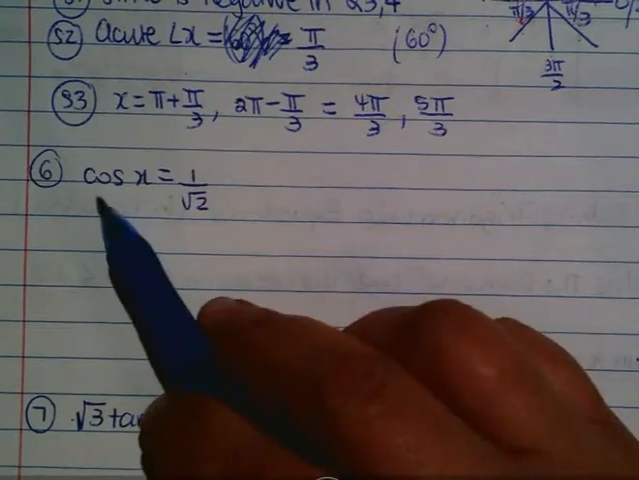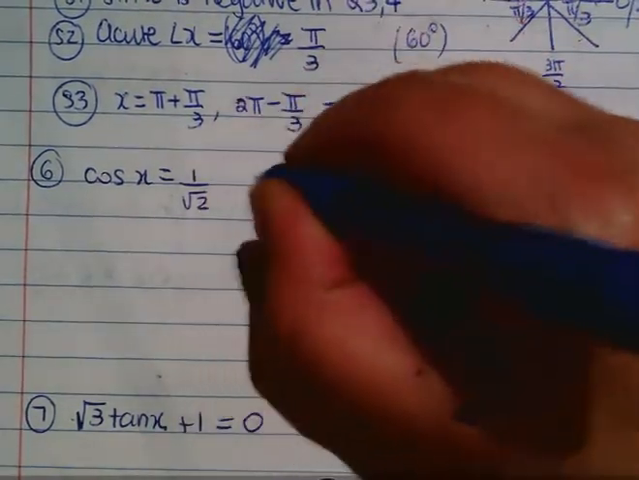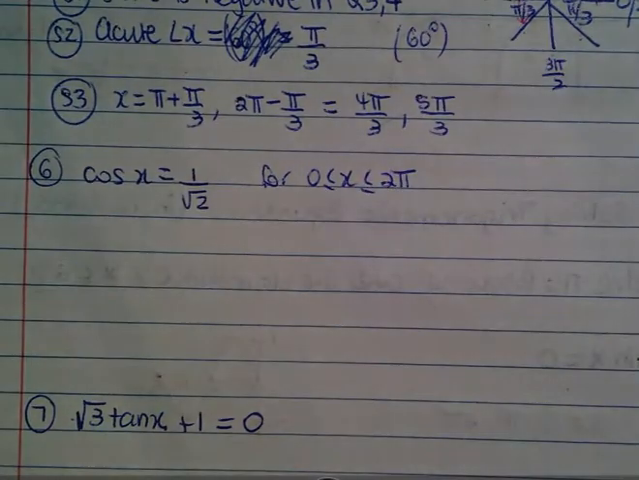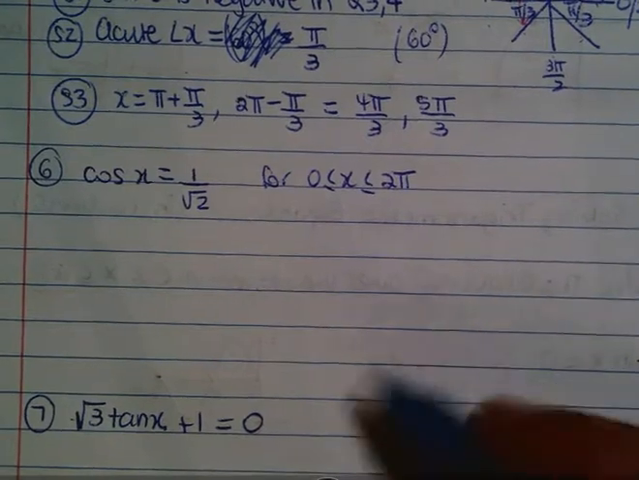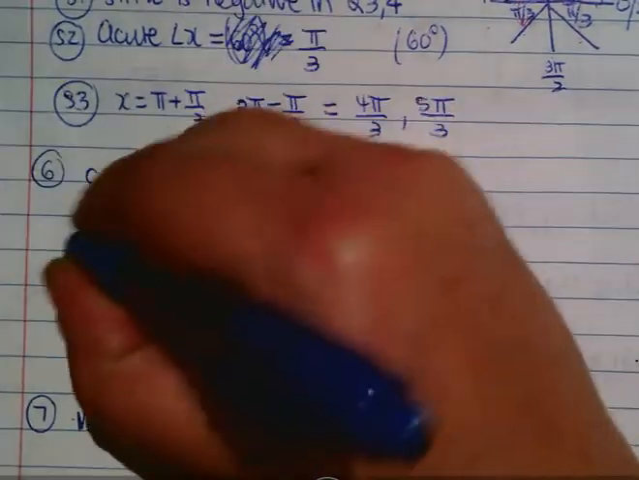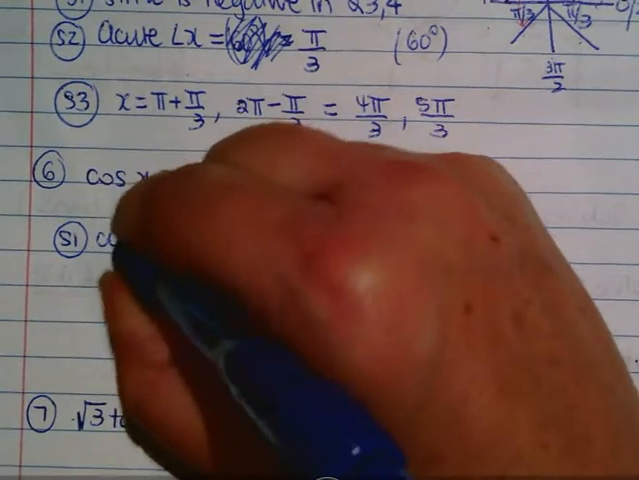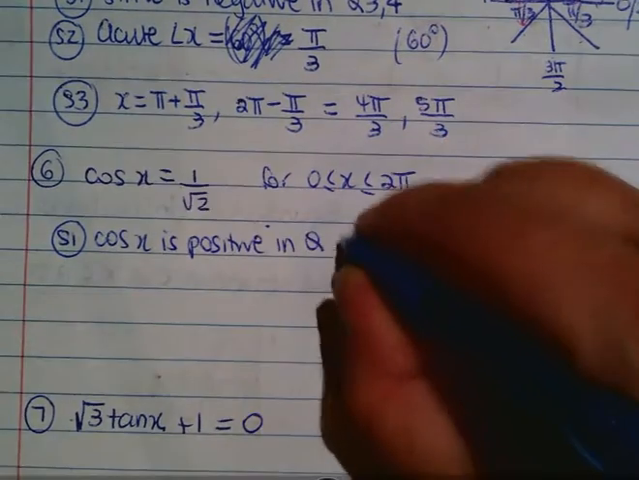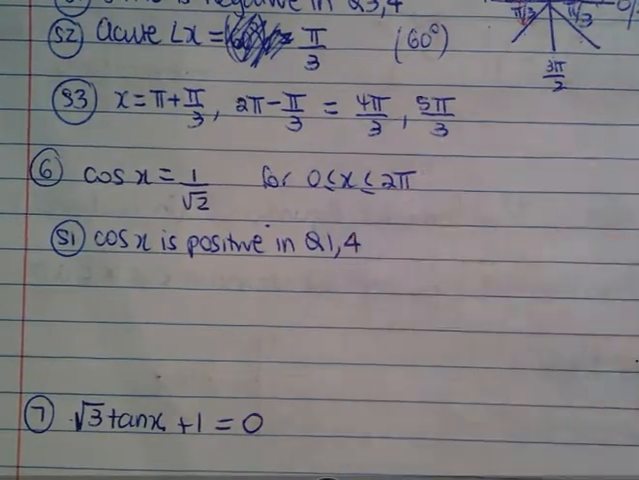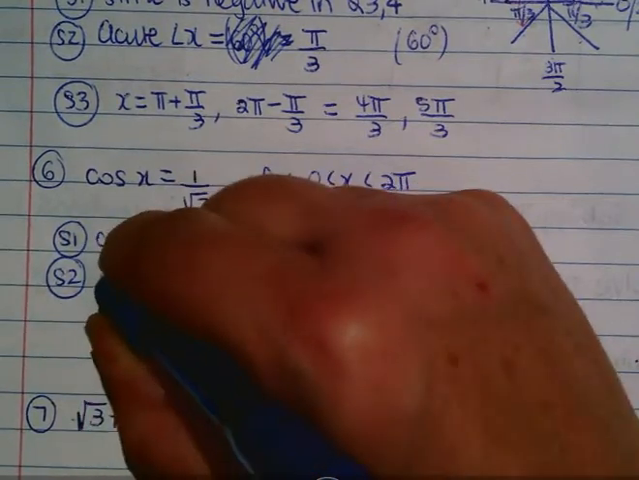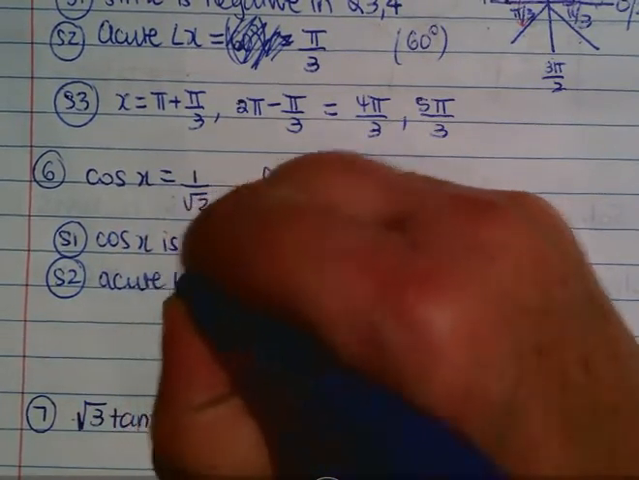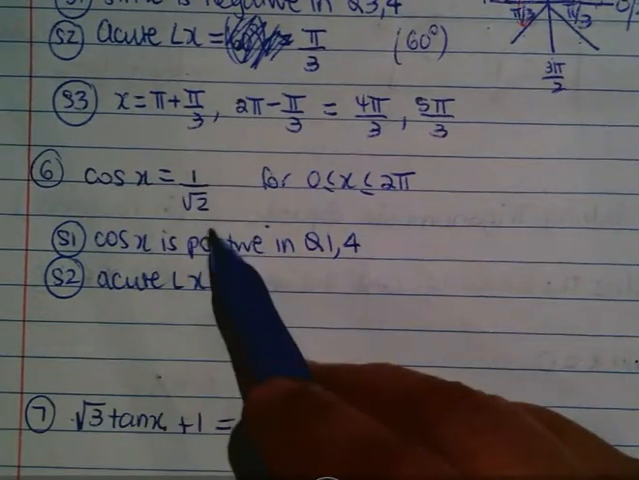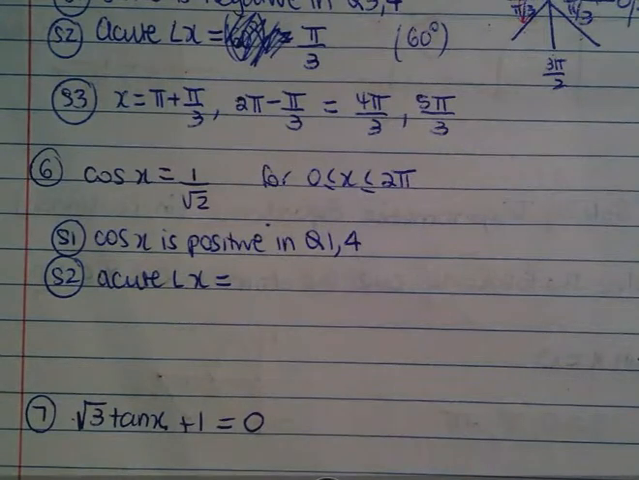Okay, now the next question, solve for 0 less than or equal to x less than or equal to 2 pi again. Okay, now cos of x is 1 on root 2. So again, our 3 steps. Cos of x is positive in quadrants, we've got all stations to central, quadrants 1 and 4. Step 2, same thing. The acute angle x. So cos of what is 1 on root 2? So is it cos 30, cos 45, or cos 60?